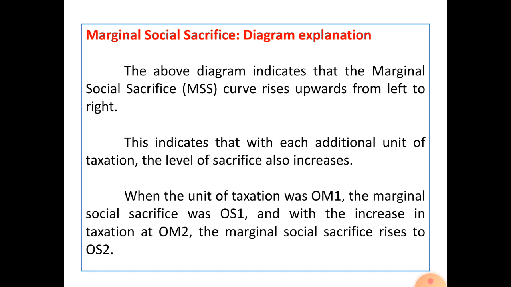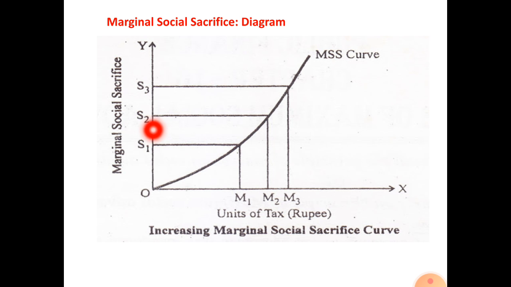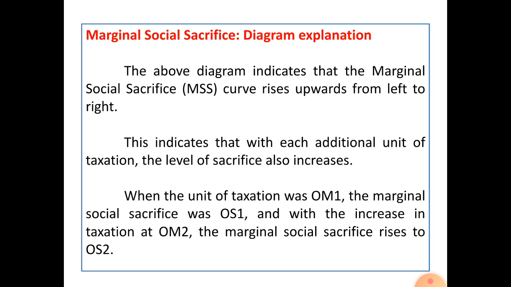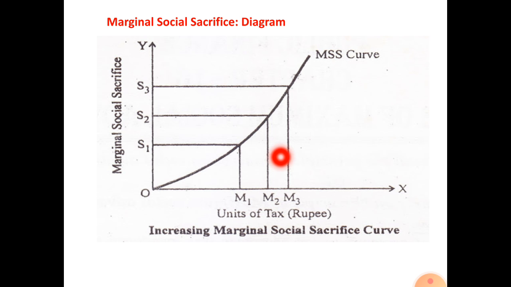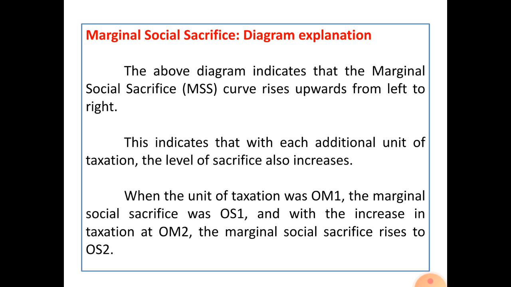When the unit of taxation was OM1, the marginal social sacrifice was OS1. Previously we have OM1, OS1. Next, with the increase in taxation to OM2, the marginal social sacrifice rises to OS2. This is OM2, next OS2. This is the situation that occurs in society when additional tax is imposed by the government on the people.